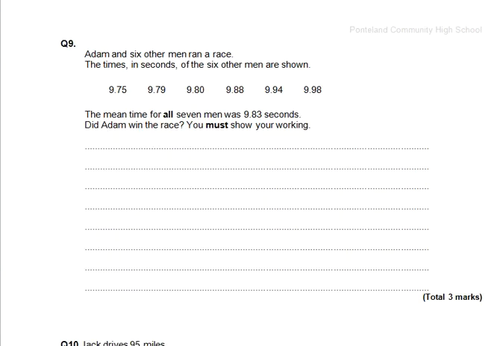Okay, question 9. Adam and 6 other men run a race. The times of the 6 men are shown. The mean time for all 7 was 9.83. So again, we've got to go back to the previous question where we knew what the mean is. So 9.83 is equal to the sum of the scores divided by the number of people. So it's all 7, which means I can say that 7 times 9.83 will equal the sum of the scores.